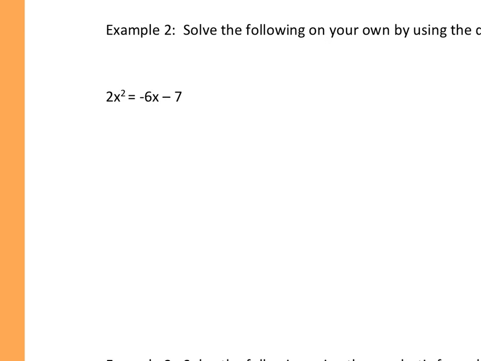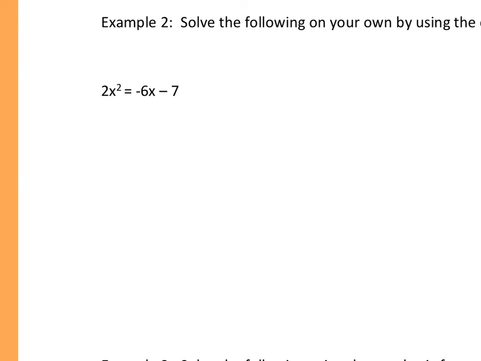Number 2. Is this in standard form? No, it is not. So I must do what? Get it in standard form. I'm going to go ahead and move everything to the left just because I notice if I do that, it's all going to be positive. If you moved it all to the right, that's okay. You're just going to have negative numbers. So when I do that, I add 6x over. I also add 7 over. So I end up with 2x squared plus 6x plus 7 equals 0. Everybody okay with that step?